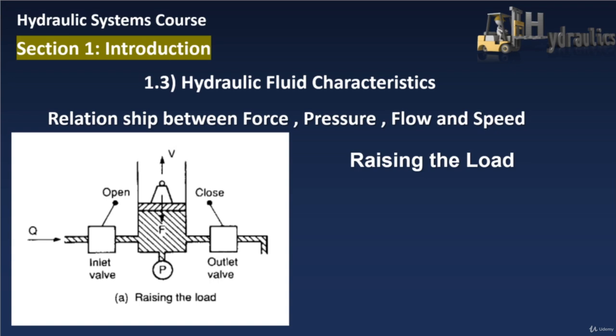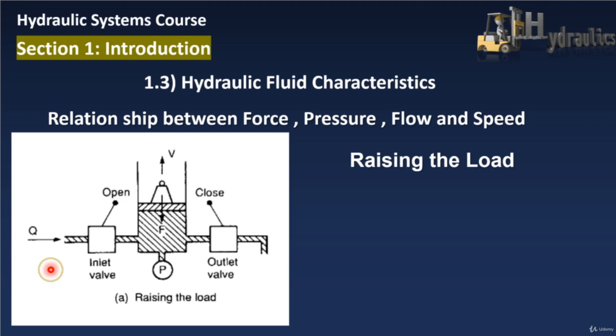In this sketch, we have two valves, one at the inlet and one at the outlet, and an enclosed cylinder with a piston carrying a load. Fluid is delivered to the cylinder at a rate of Q, centimeter cube per second, and once the inlet valve is opened, a pressure spike is observed as the load accelerates, but the pressure then settles back to a steady value of P equals F over A, where A is the area of the piston in centimeter square and F is measured in kilogram force.